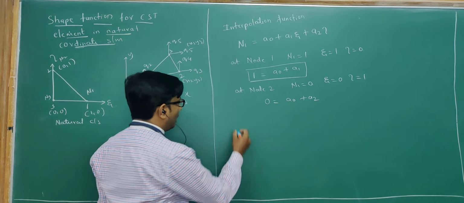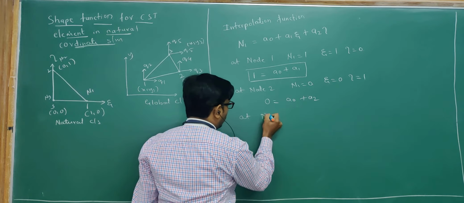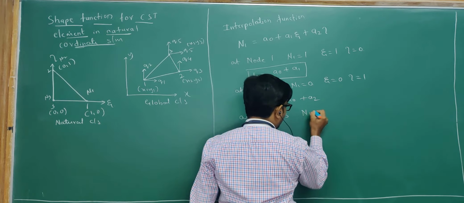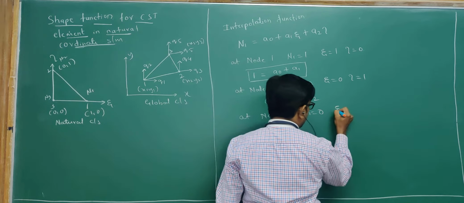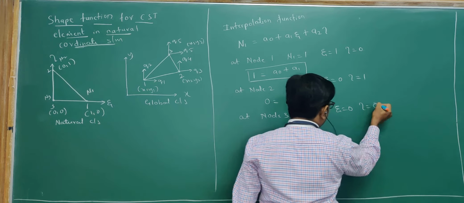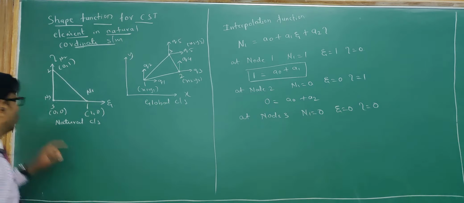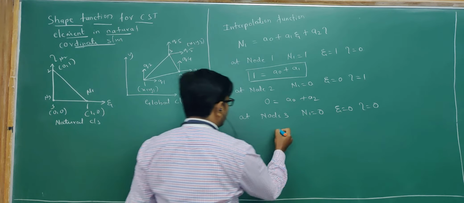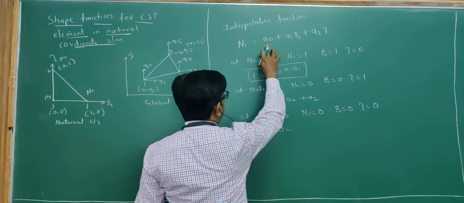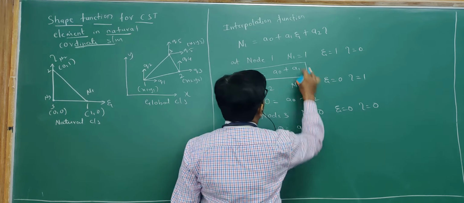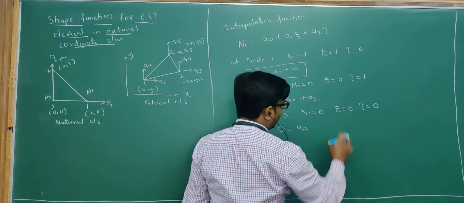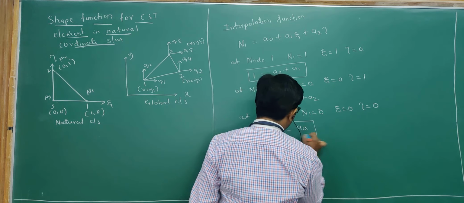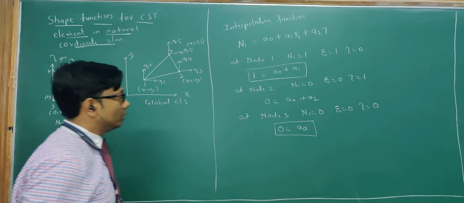Similarly, at node 3, once again N1 is equal to 0, and zeta is 0 and theta is equal to 0. If you substitute here, a0 is kept as it is, and a1 and a2 are multiplied by the zeta and theta values, which are 0, so they will be 0. So you already got the value of a0 is equal to 0.